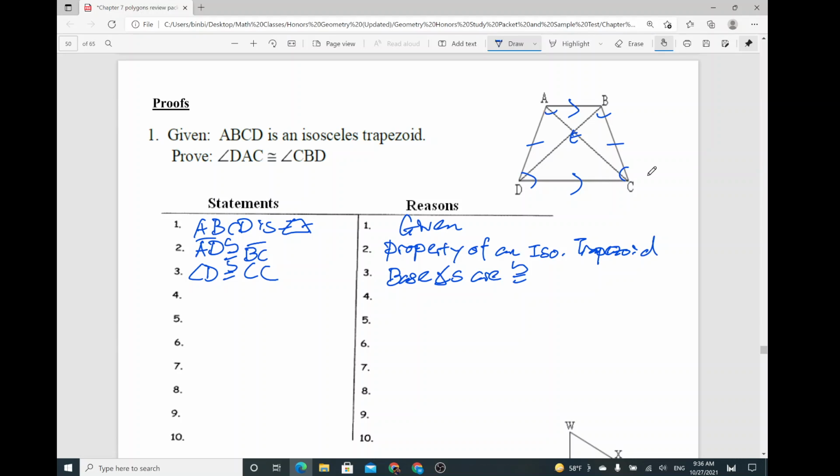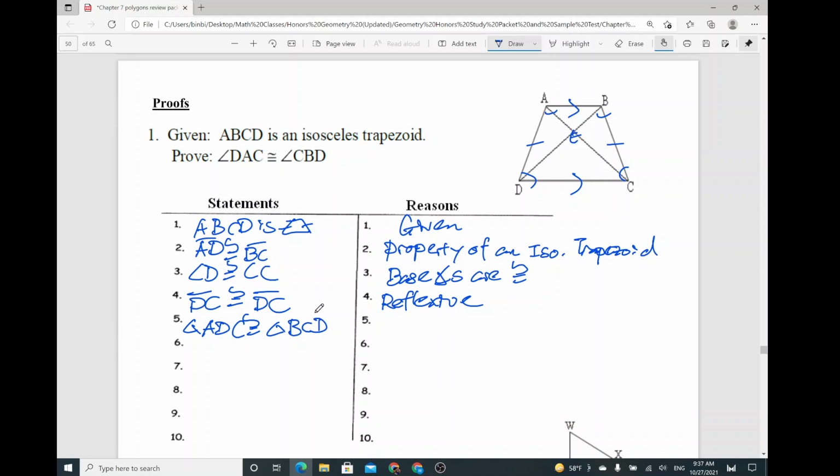And now another thing that we want to show here, segment DC is congruent to segment DC. This one is by using the reflexive property of equality, because that's the same line segment. And therefore triangle ADC is congruent to triangle BCD.